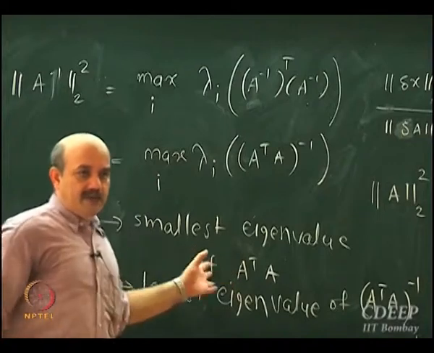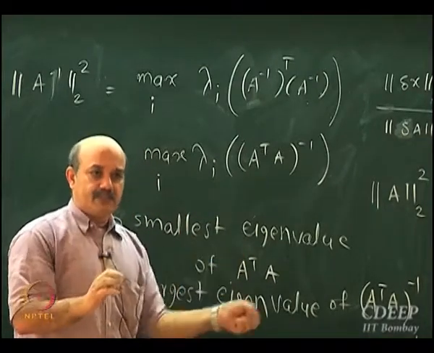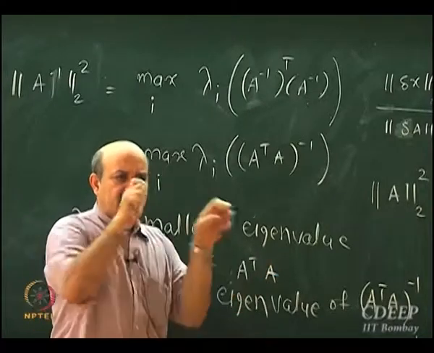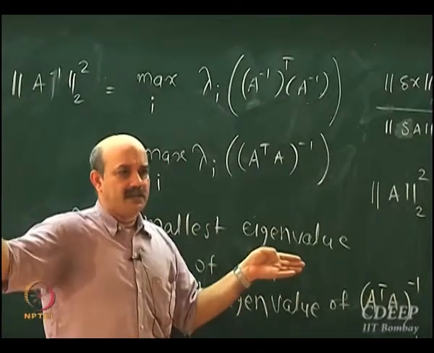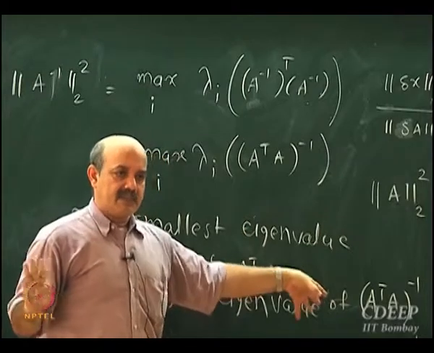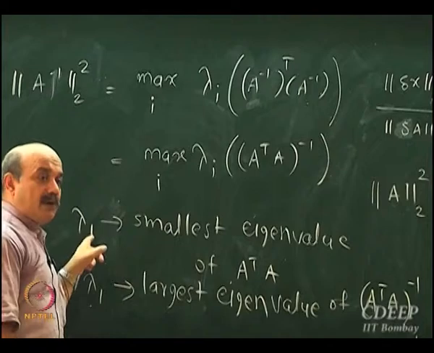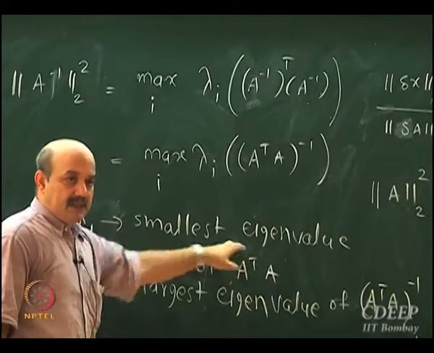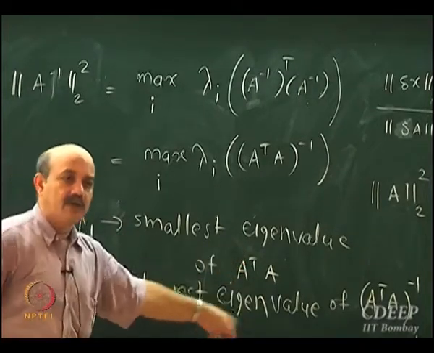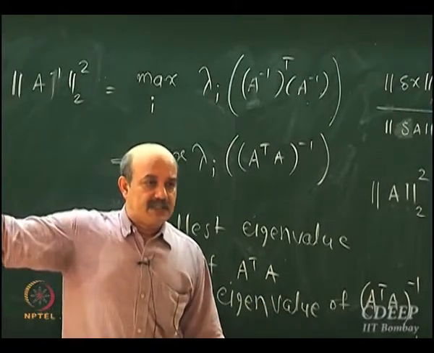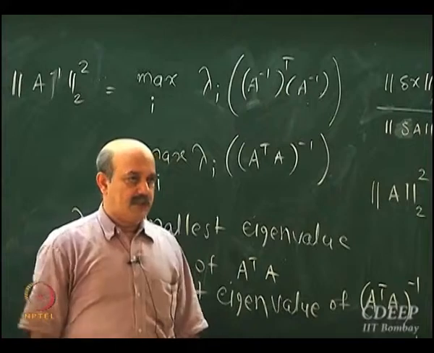A transpose A, we have numbered the eigenvalues. Lambda 1 is the smallest, lambda n is the largest. We have chosen the numbering. We look at the eigenvalues and we number them. Lambda n is the largest, lambda 1 is the smallest. Now, if lambda 1 is the smallest eigenvalue of A transpose A, then 1 upon lambda 1 is the largest eigenvalue of A transpose A inverse. It follows from that relationship.